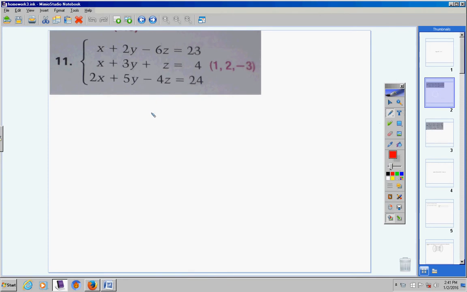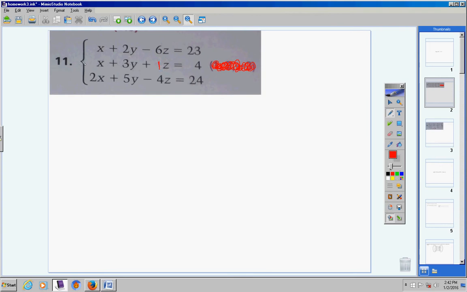Alright, number 11. Here's the answer right here. Obviously, we're not going to worry about that right now. Whenever you're solving a three variable system, the first thing you want to do, Jonathan, is eliminate your x's, your y's, or your z's. Totally your decision. Now think about it. The y's would be the most difficult to get rid of because you've got 2's, 3's, and 5's. The z's are kind of easy because you have a 1 right here. And here's why that would be easy.